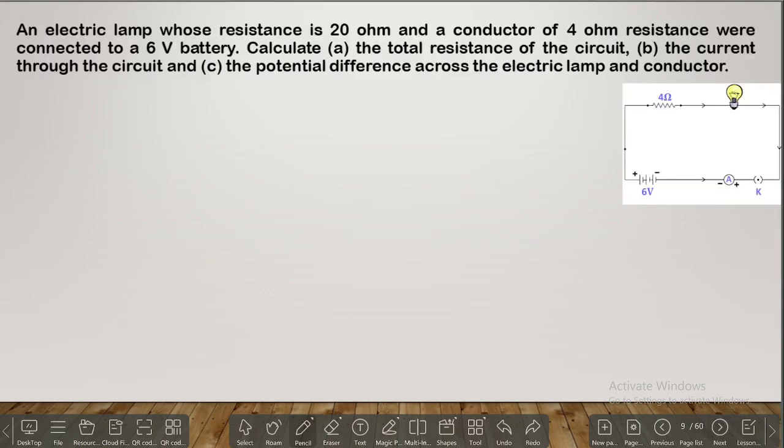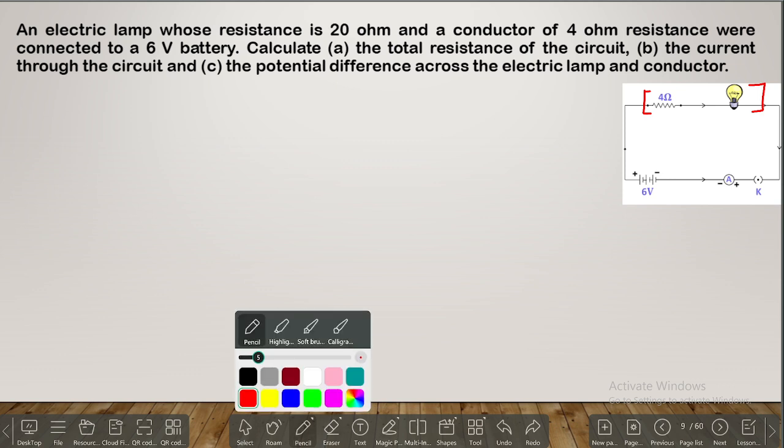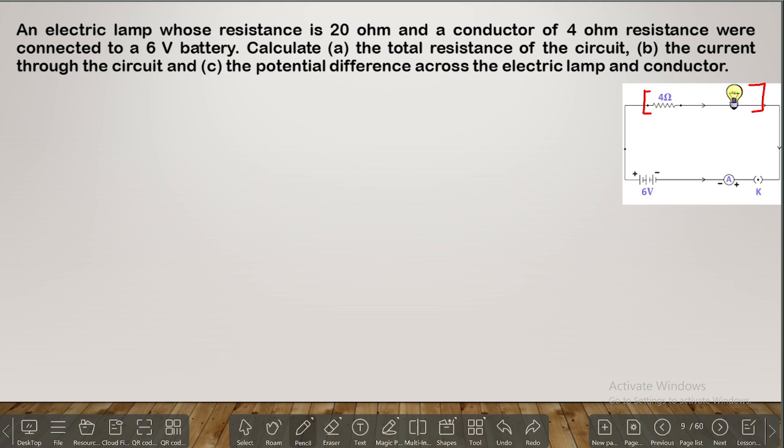Now the next some numericals are there. So look at the circuit alone and then say what type of combination it is. The given combination is in a form of series. Why we said it as series? Because the conductor and the lamp are connected in a form of end to end. So now write the resistance of the conductor. So what is the resistance? Sorry, first lamp is given, right? What is the resistance of the lamp? Let's take it as R1.